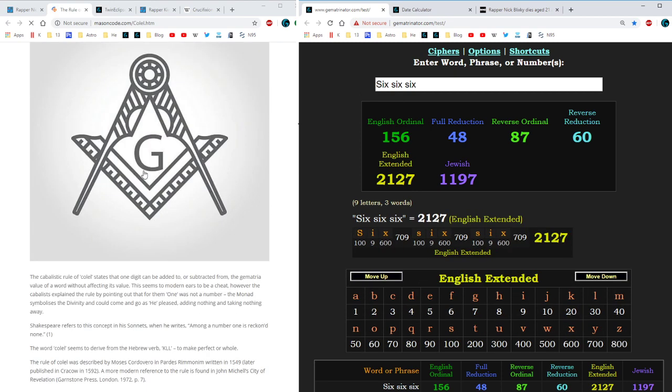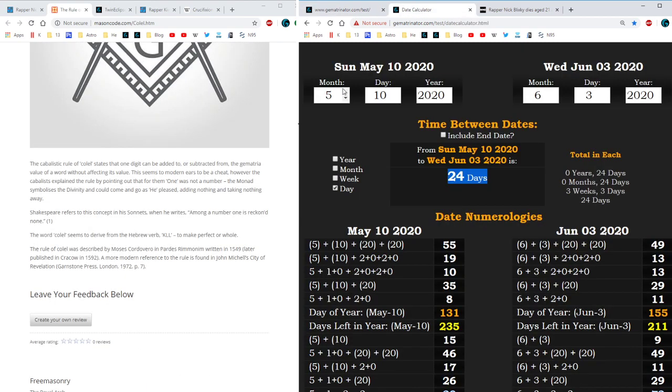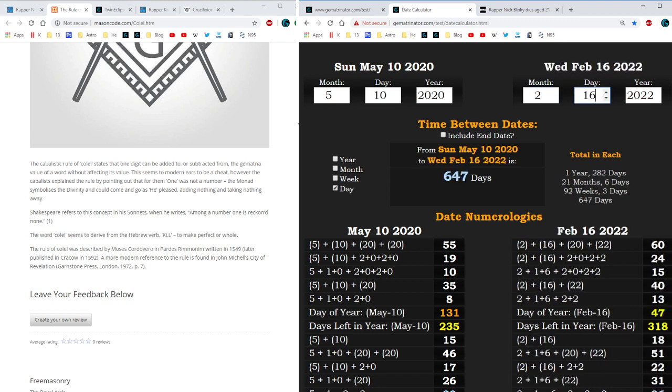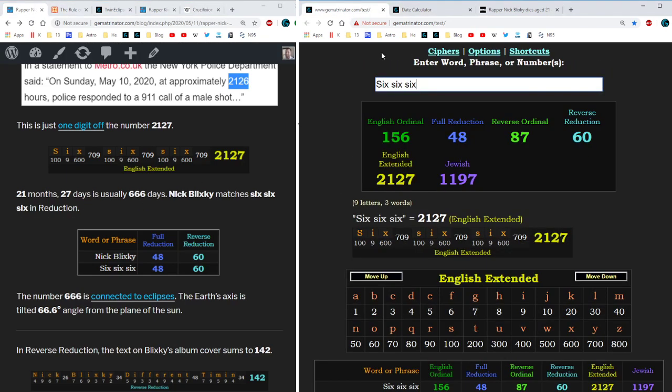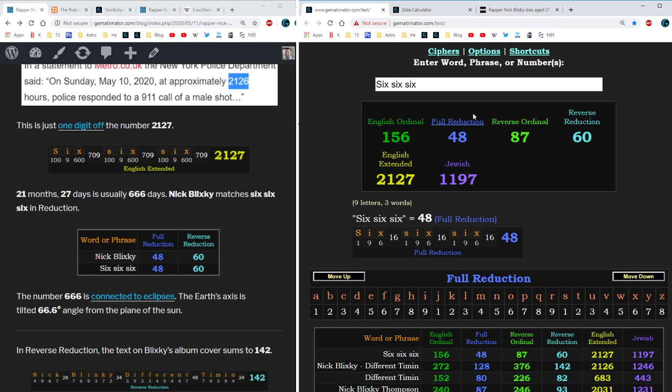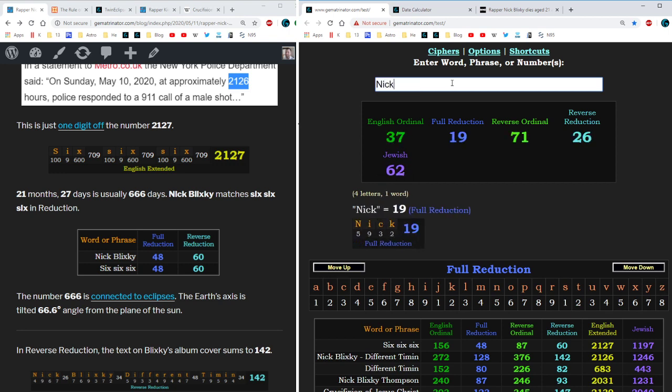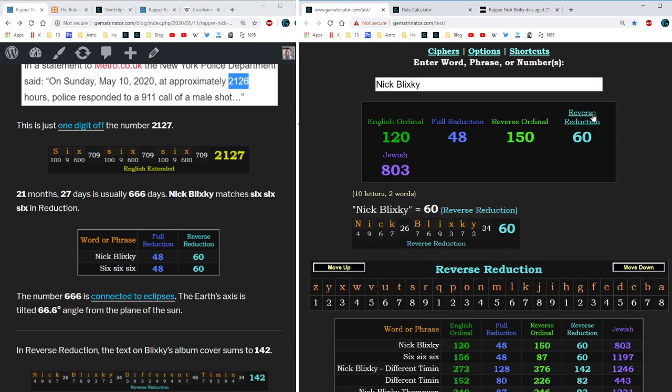21:27 is significant to the 666 code. If you think about 666 days, notice how this is usually 21 months and 27 days. Now, sometimes it's 21 months and 26 days. But notice how 666 equals 48 and 60 in reverse reduction. This is the same as Nick Blixky, which equals 48 and 60.